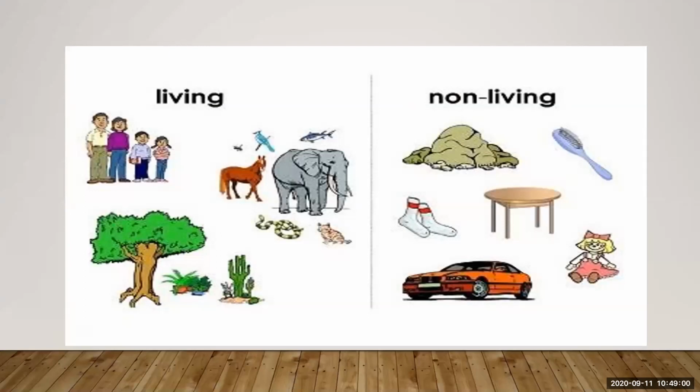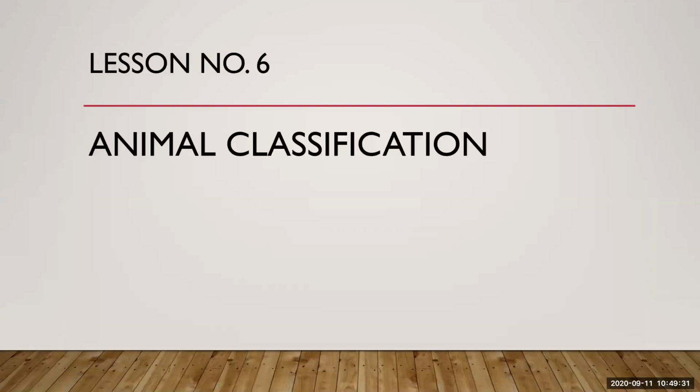But when we are talking about living things, they can move, they can grow, they can breathe, they have a life. So we all are living things. Examples of living things are plants, animals, microorganisms. In the previous year, you studied the classification of plants. In this year, we are going to learn about the classification of animals. So today's topic is lesson number 6, animal classification.